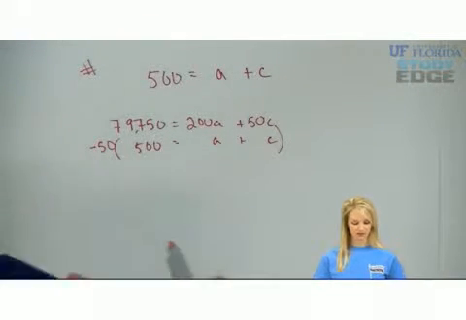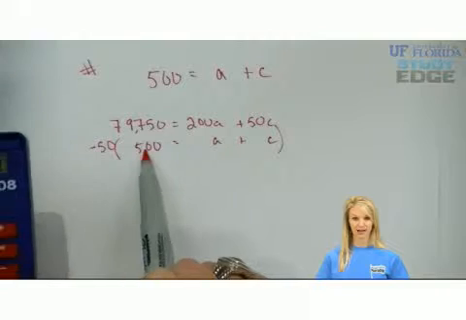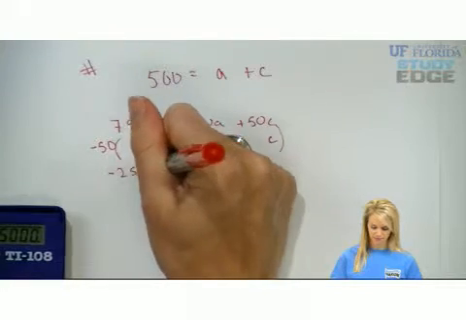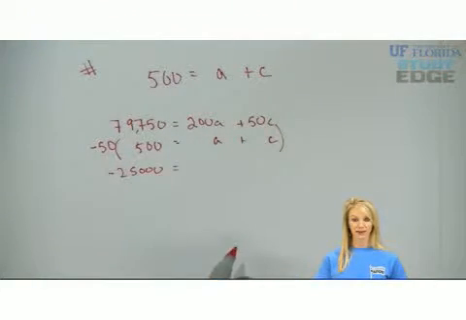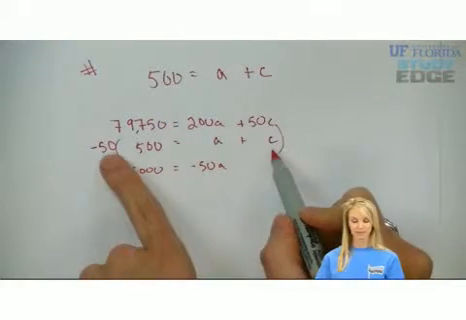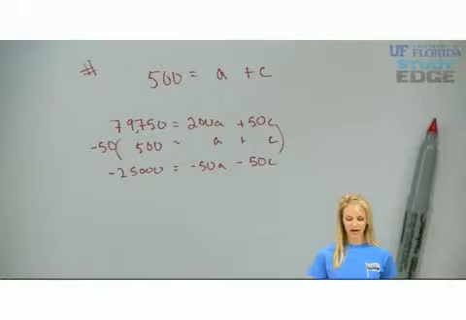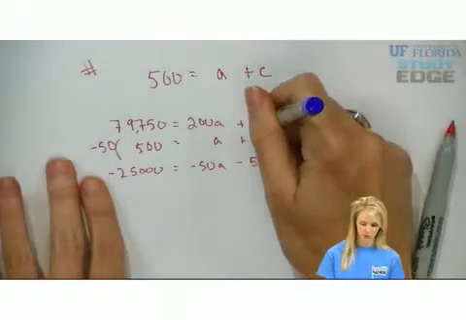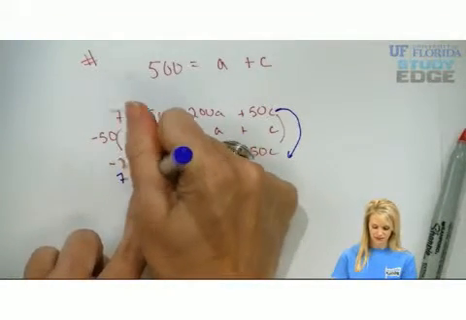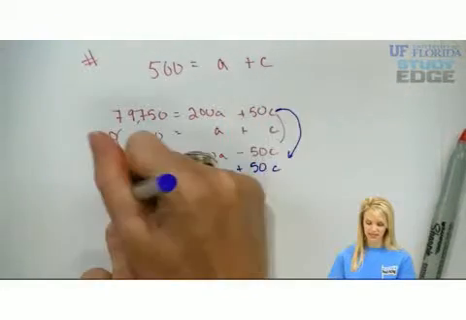If I multiply 50 times 500, and a negative times a positive is, you got it, a negative, we're going to get negative 25,000. If I multiply A by negative 50, what do I get? Negative 50A. If I multiply C by negative 50, what do I get? Right, a negative 50C. Well, now what do I have? I have my two equations. I'm going to rewrite this first one right here, just so it's written right next to it. So we have our 79,750 is equal to 200A plus 50C.